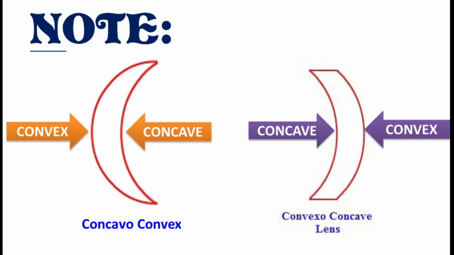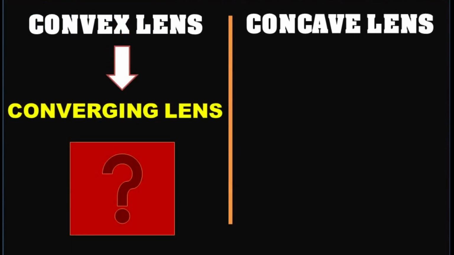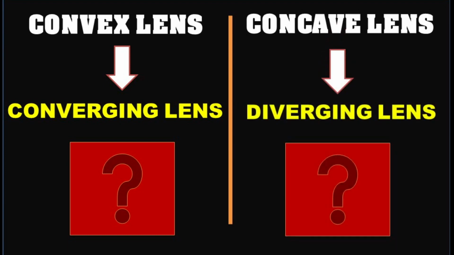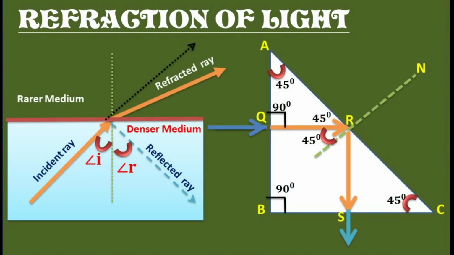Now let us understand why a convex lens is called as converging lens and a concave lens is called as diverging lens. We have already studied about refraction of light in a prism. We have to remember those points while studying converging and diverging action of lenses.